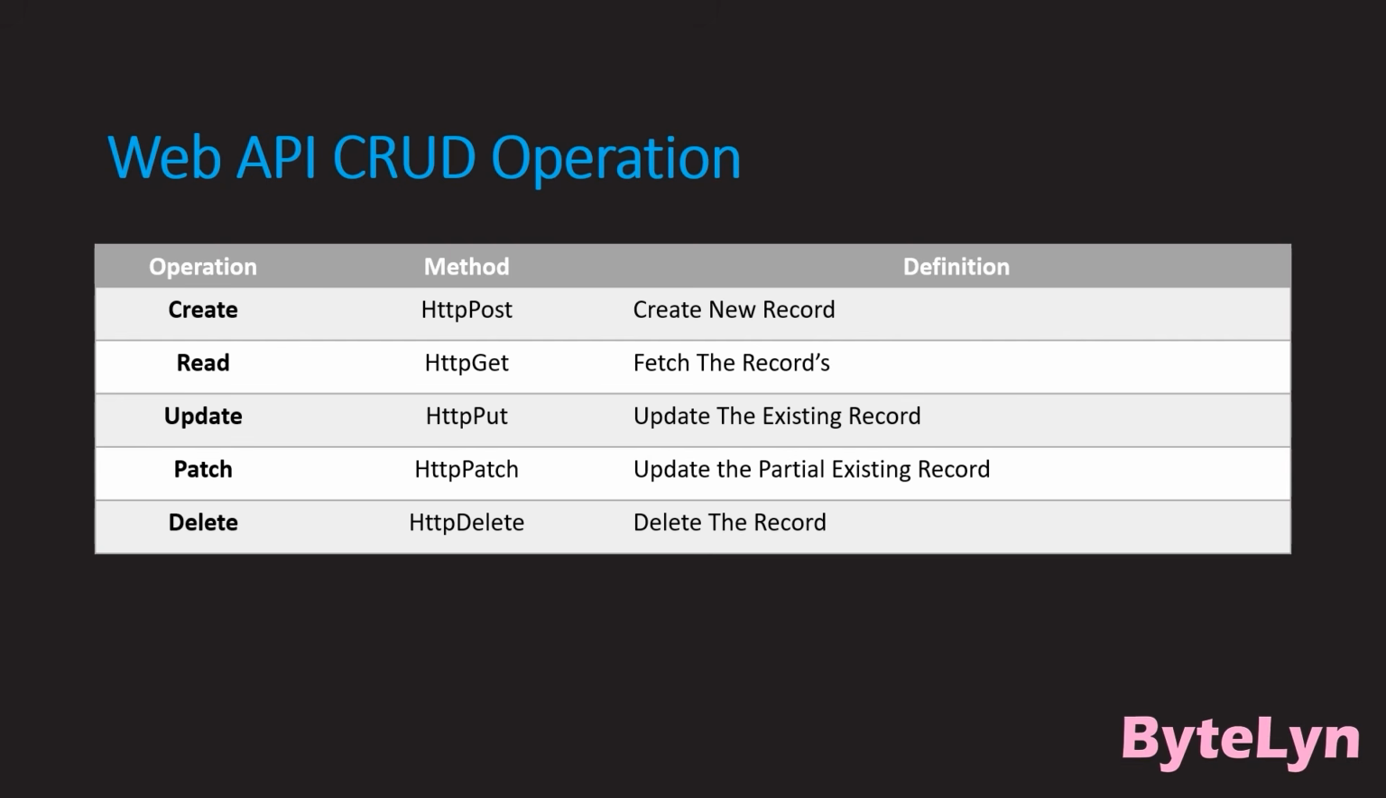If you want to delete a record, we will use the delete method. So that's what we are going to call HttpPost, HttpGet, HttpPut, HttpPatch, and HttpDelete. These are the method names. These are the operations we are going to do. These are the basic definitions of the CRUD operations we are going to do in an API.